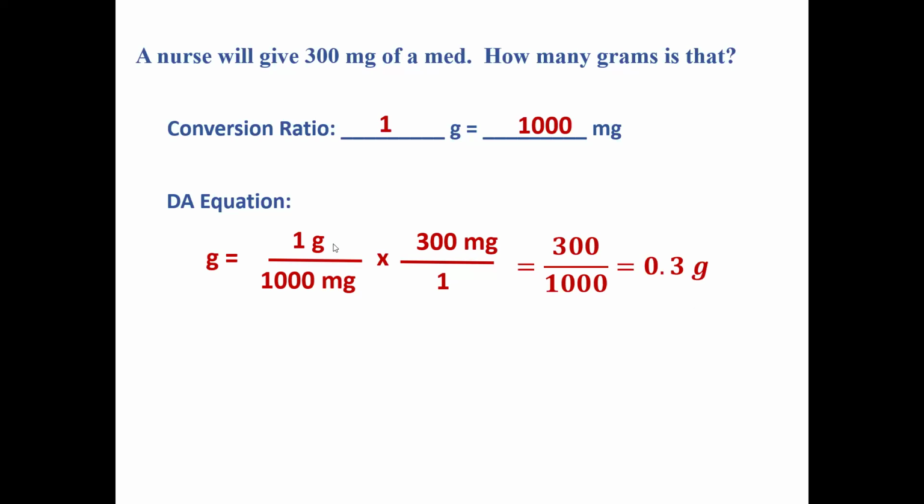So determining that first factor really depends on what that desired answer is. I know there are some of you that are skipping the part where you actually write down the desired answer, but I really want you to include it because that helps set up the rest of the problem. Pay attention to that desired answer because it needs to go on top of that first fraction.